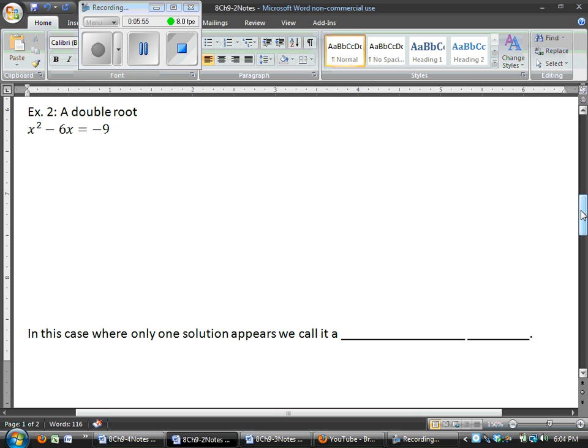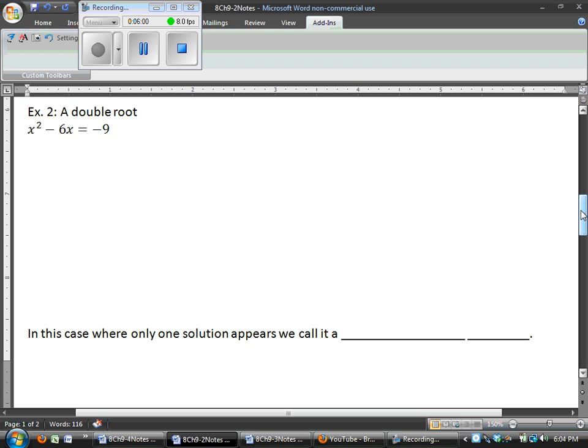Since our largest exponent in quadratics is a 2, we have two zeros, roots, solutions, whatever you want to call it. Okay? So now let's take a look at example 2. And like I said at the beginning, the very first thing we need to do is make sure our equation is equal to 0. So I'm going to add 9 to both sides.